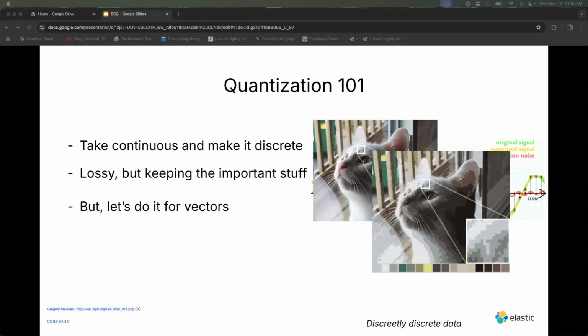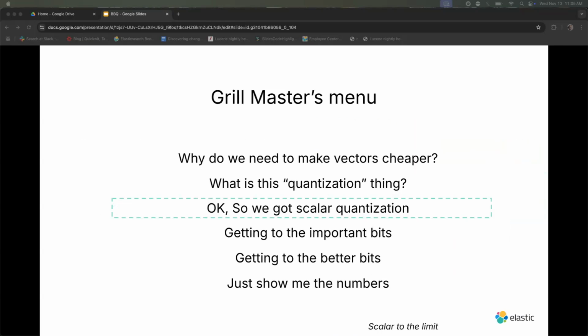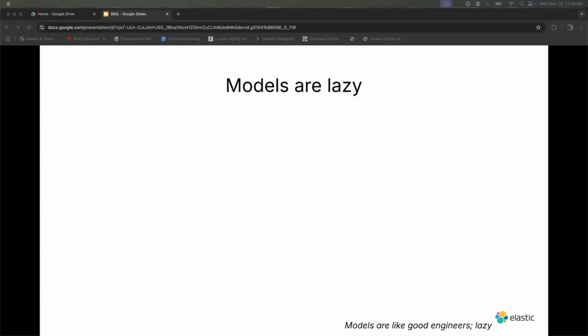So, I mean, if only we could do that for just buckets of numbers, and well, we can. So we're going to do a flyby and wave at scalar quantization. All right. So models are inherently lazy. I love ML researchers, but generally then they hand it off to somebody who's going to make it actually run.